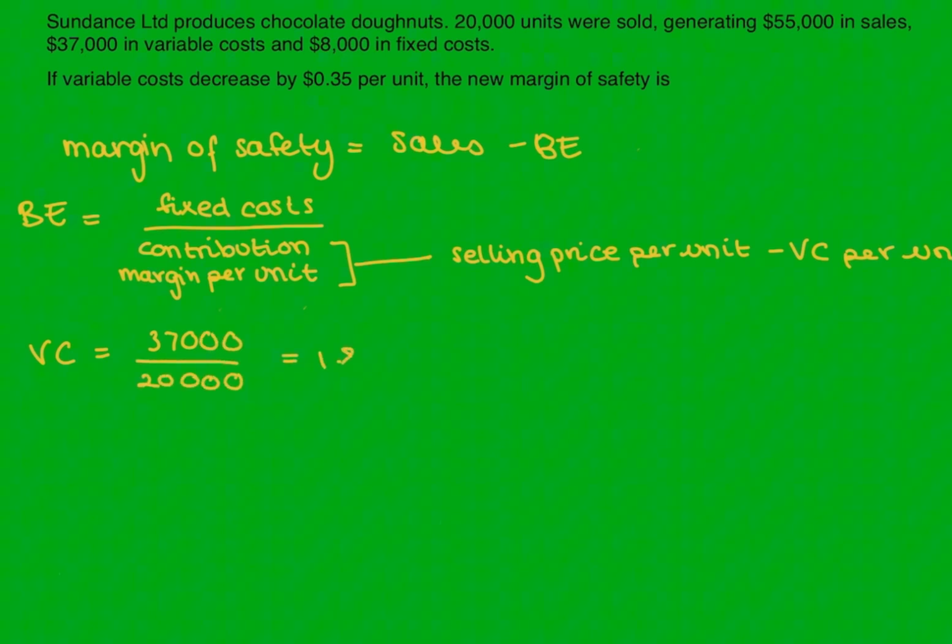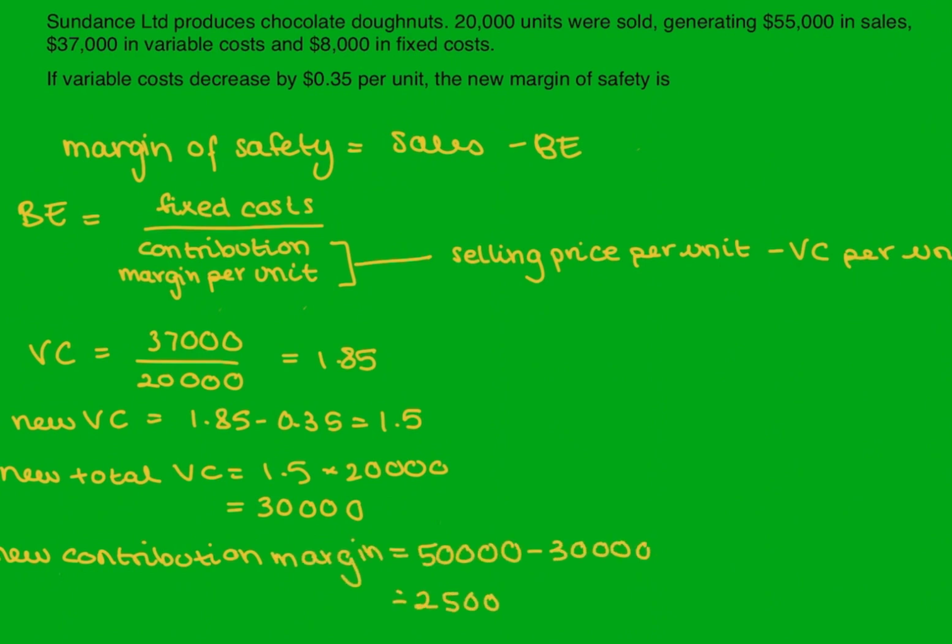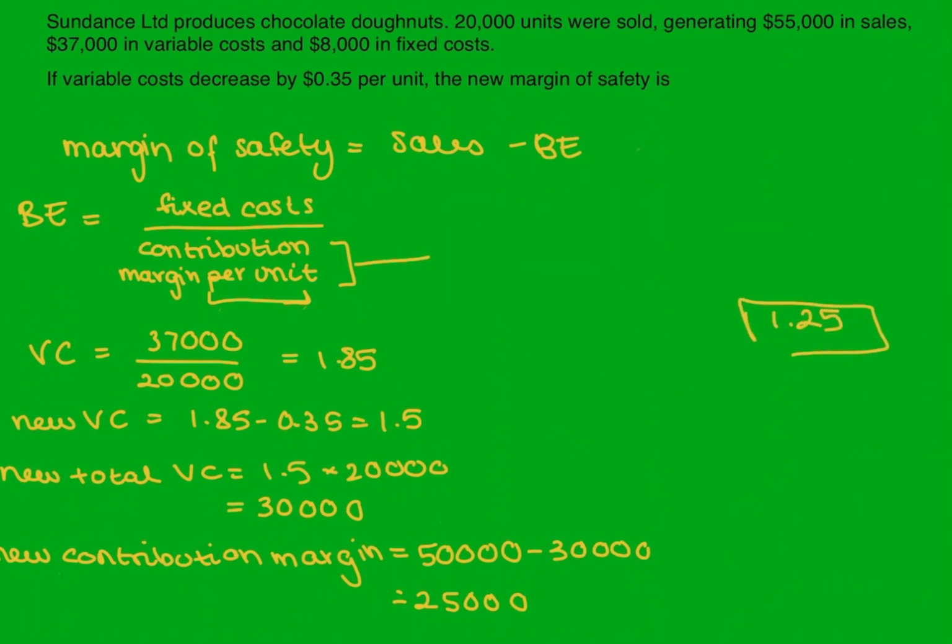Now we have to find the new variable cost per unit, which is 1.85 minus 0.35 because it's decreasing, equals 1.5. So the new total variable cost is equal to 1.5 times 20,000, which are the units sold, which is equal to 30,000. So the new contribution margin is 55,000 minus 30,000. Ignore the 50,000 I put there, it was a mistake. That equals 25,000. You take that 25,000 and put it over 20,000 so you can find your contribution margin per unit, which is 1.25.